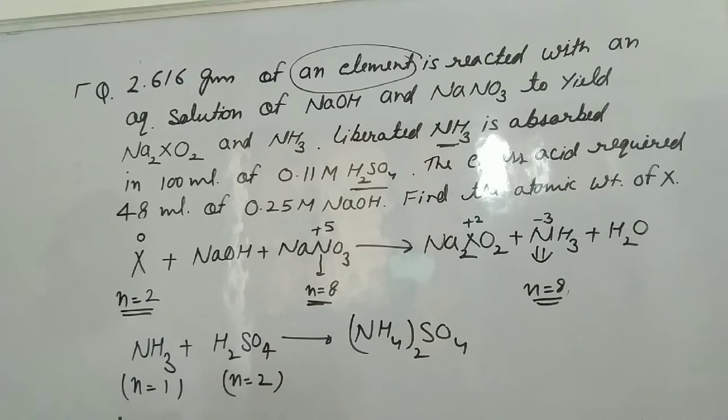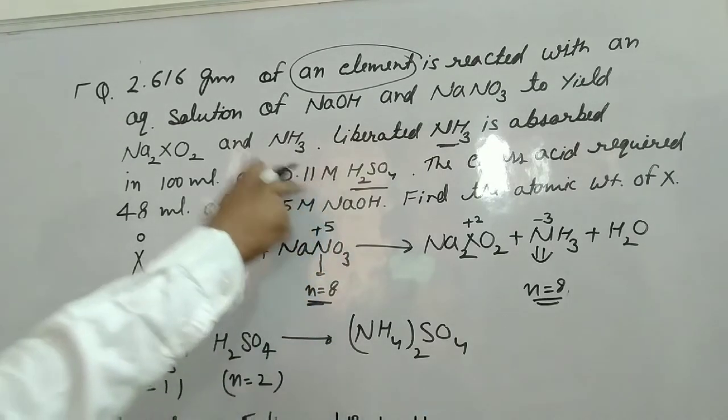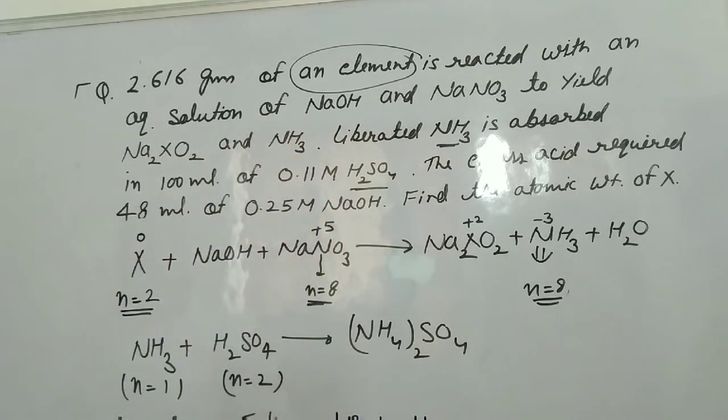Now we can calculate how many milliequivalent of H2SO4 we have taken. That was 100 into 0.11, that is the molarity. If we convert this molarity into normality, we have to multiply it by 2. So we multiply by 2, and the number of milliequivalent is 22 milliequivalent of H2SO4 we have taken.